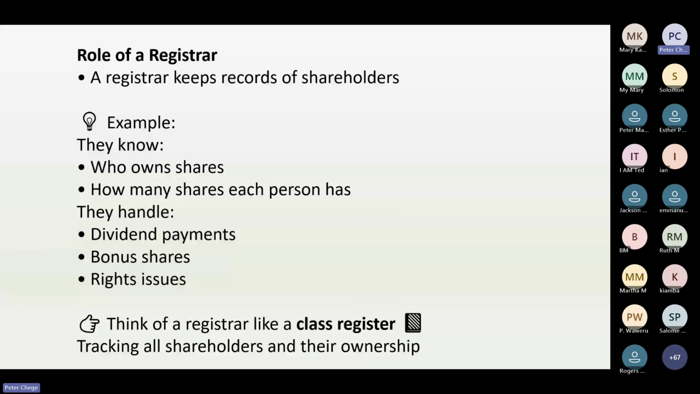If the company has decided, instead of giving cash dividends, to give additional shares, the registrar is the one who disburses them. They add them into your CDS account. If there is a rights issue, any existing shareholder is entitled to additional shares at a lower price. They are the ones who handle that. So if you have an issue with dividend, never go to a broker or CDS or NSE. Go straight to the registrar if you want to be sorted quickly.